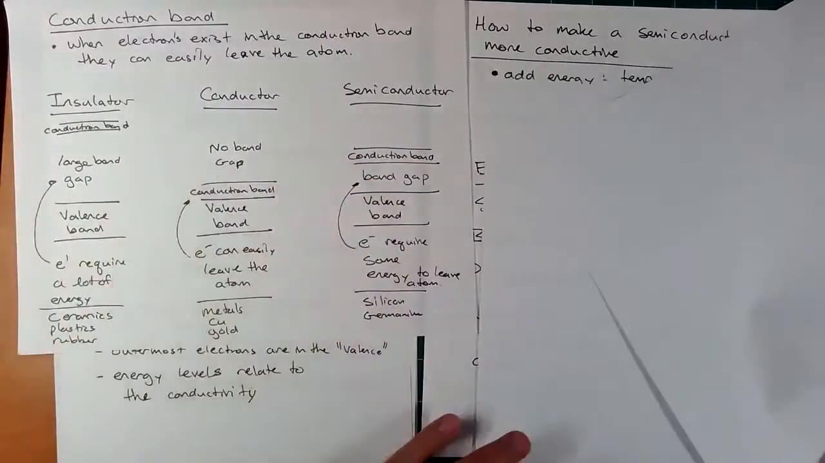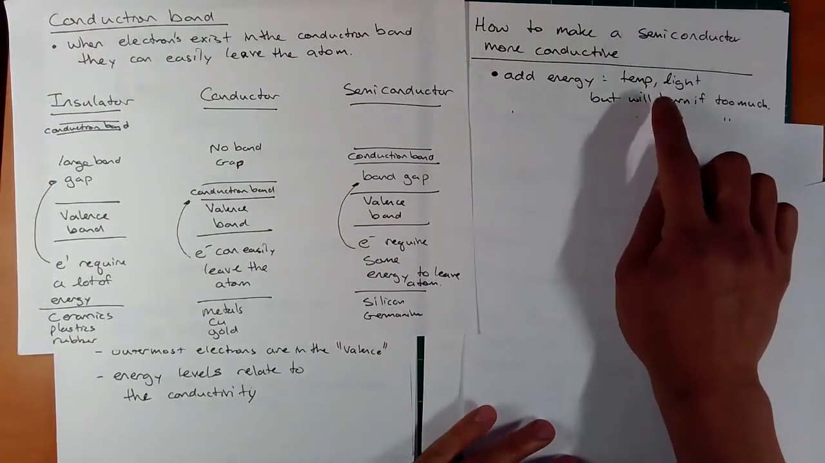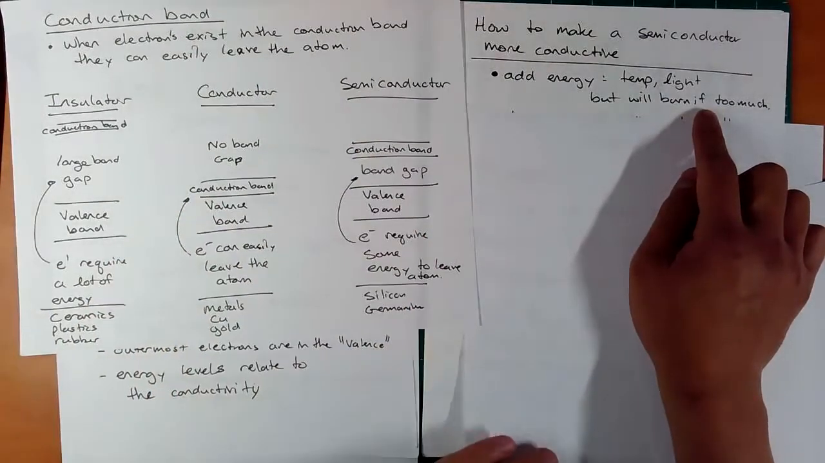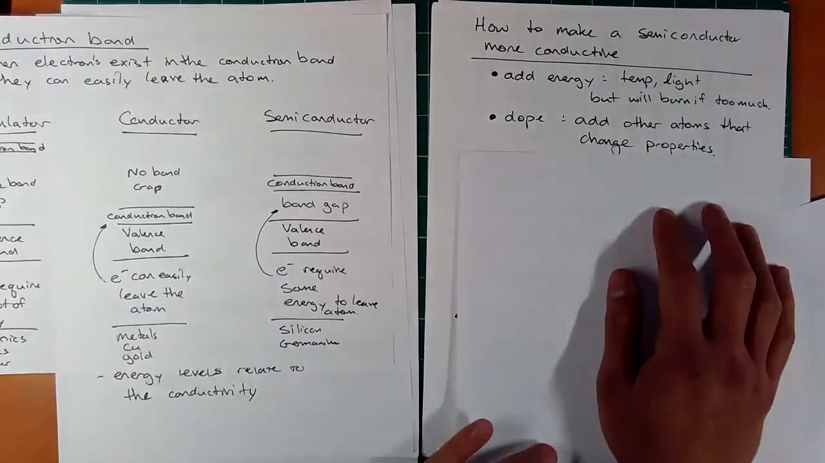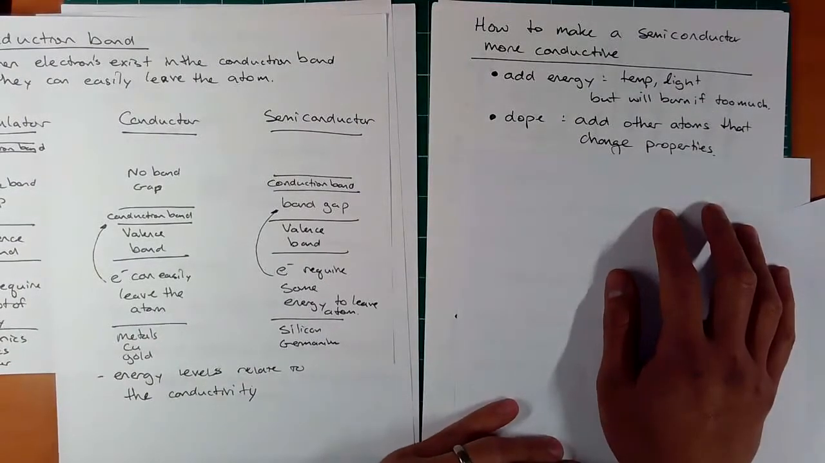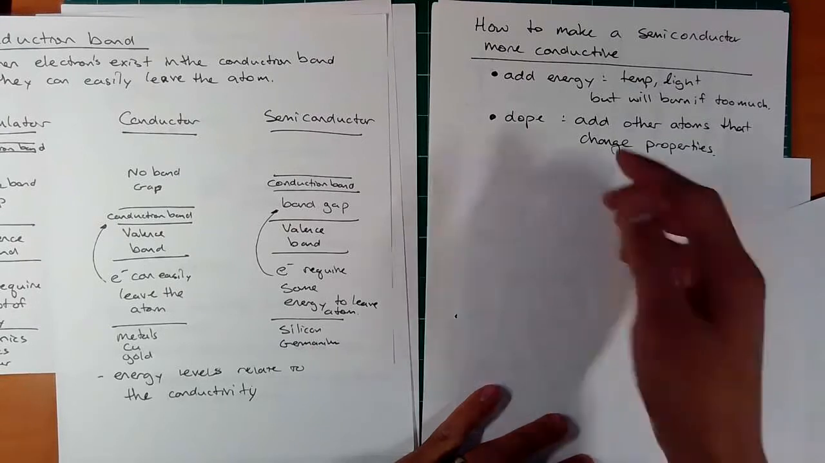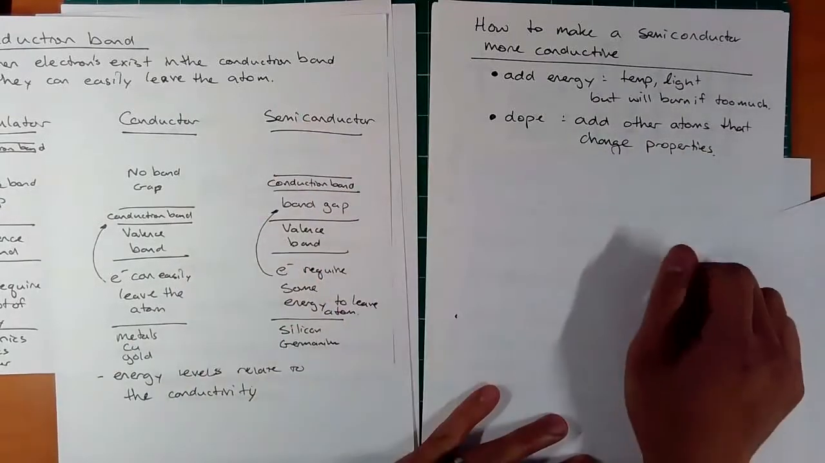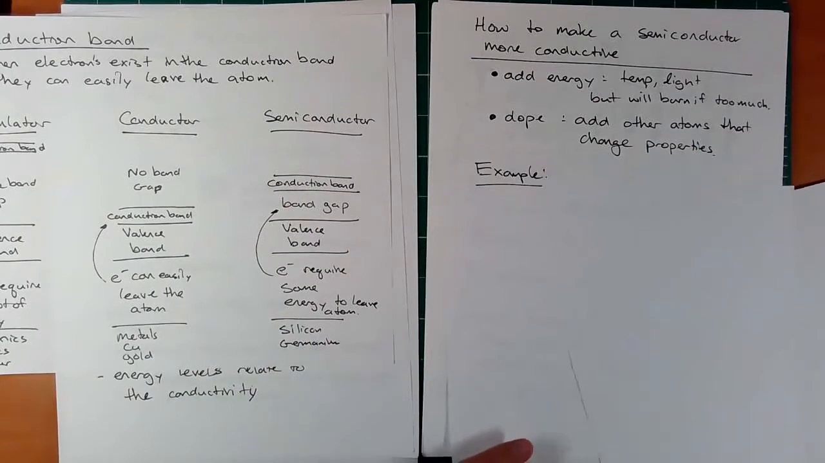All right, so how do you make a semiconductor more conductive? Well, from this idea, you can add energy, temperature, or light, but if you add too much, it will burn. But yes, adding energy is going to make it more conductive. What else? We can apply this thing called doping. You've heard of doping before, and in the sports world it enhances athletic performance. You can do that same thing with semiconductors. You can add other atoms, mix them in, and they change the properties, and you get better conductive behavior.